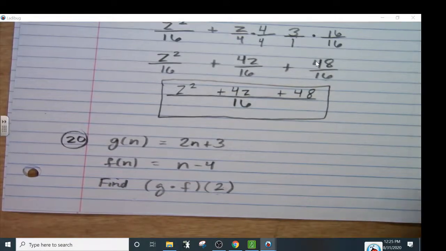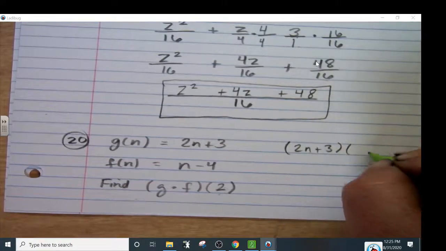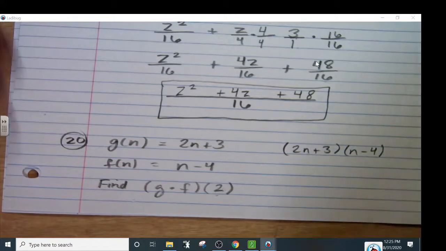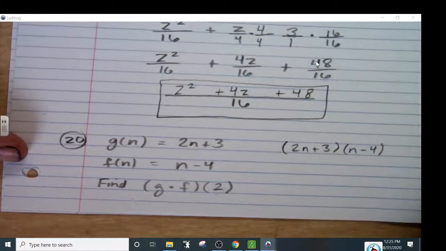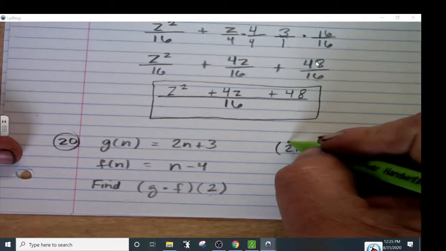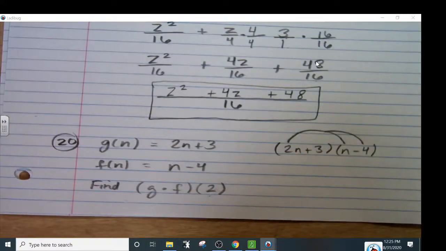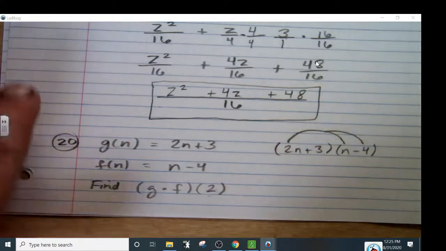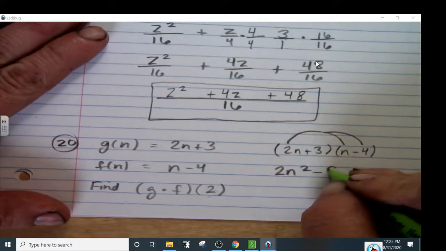Okay. If you're multiplying binomials, going back to math 1, this is how you do it. Some people use box method. Some people use the FOIL method. Some people use distributive method, which FOIL and distributive are the same thing. So now I'm just going to do the distributive method. I'm going to distribute my first term in my first parenthesis to both terms in the last parenthesis. Okay, so that's going to be 2n squared minus 8n.